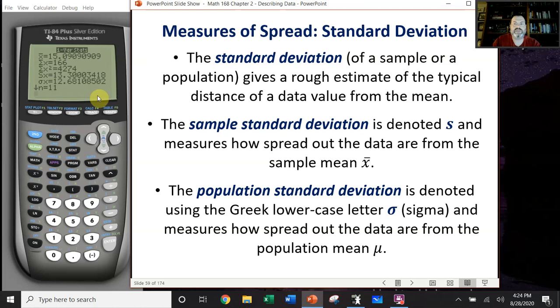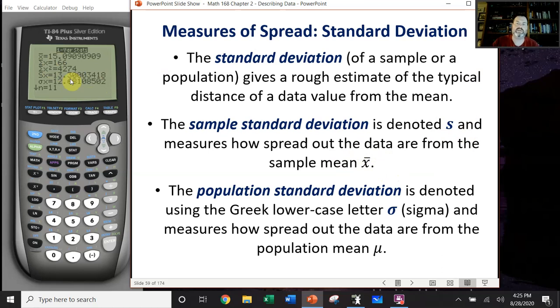So the sample standard deviation is S. It measures how spread out the data are from the sample mean x bar. And the population standard deviation is that Greek lowercase sigma, and measures how spread out the data are from the population mean mu. So if you're given a sample and have to compute S and x bar, you're just going to use this method. You're just going to type it into your calculator and have the calculator do it for you.